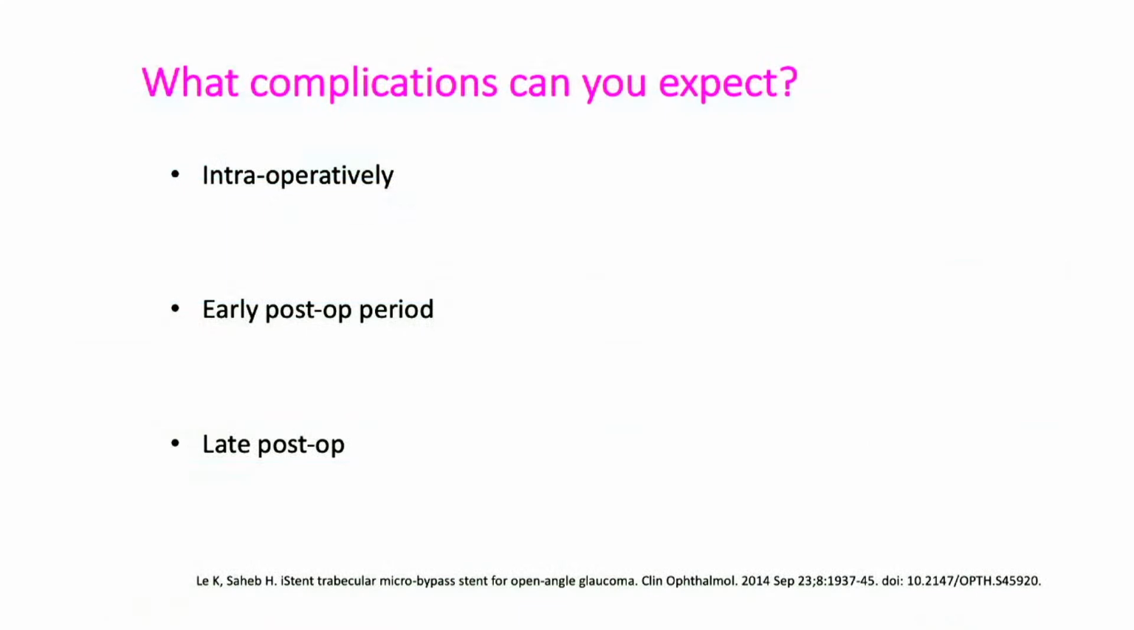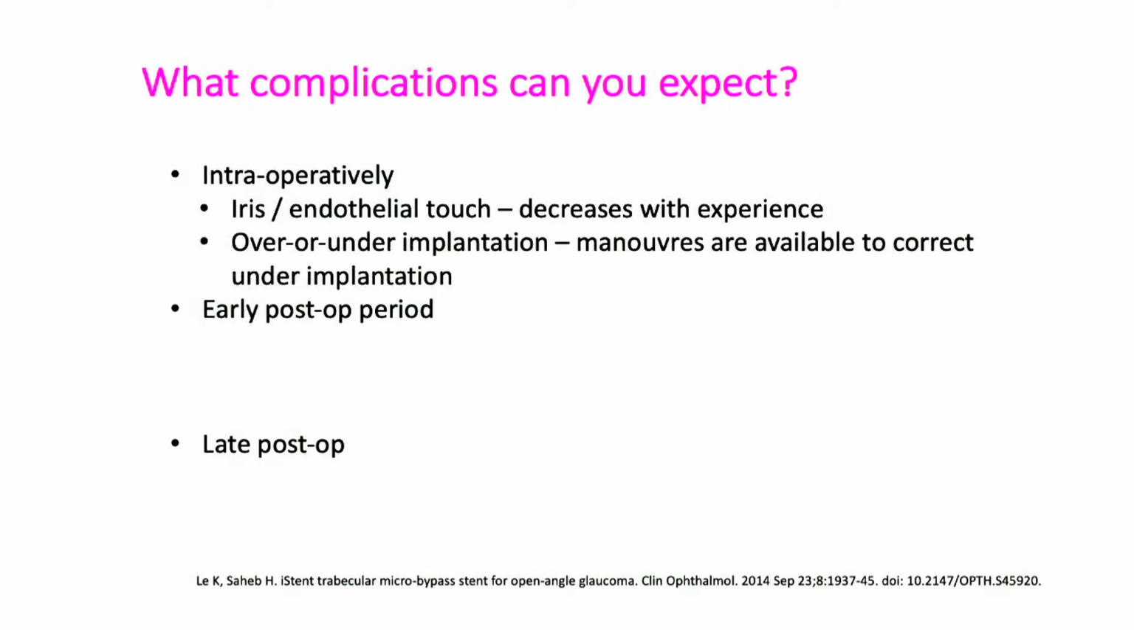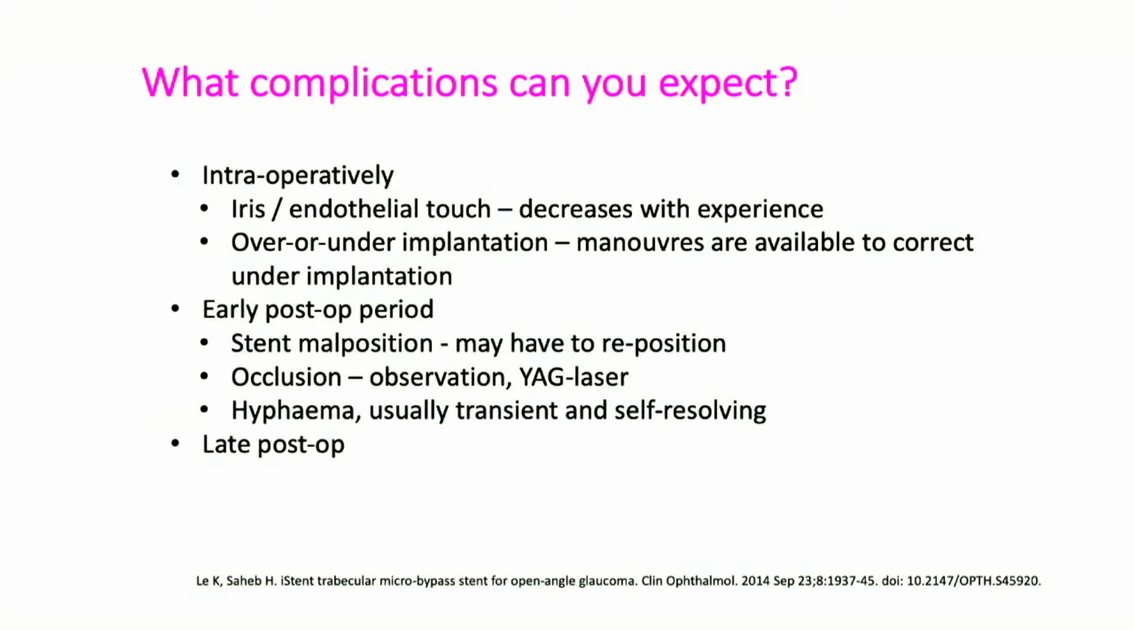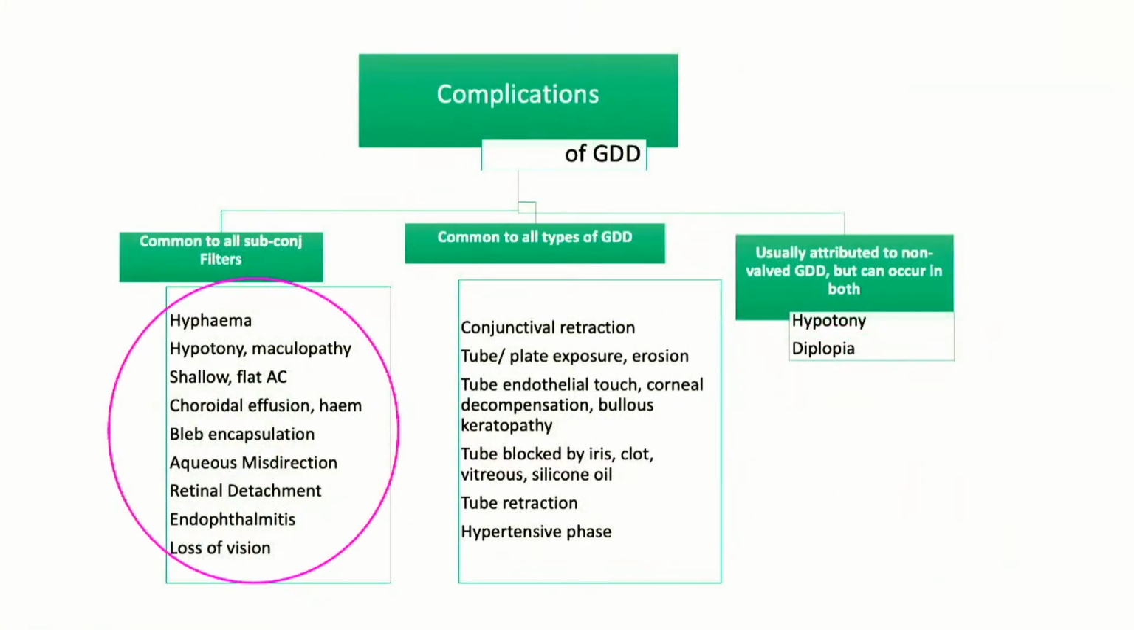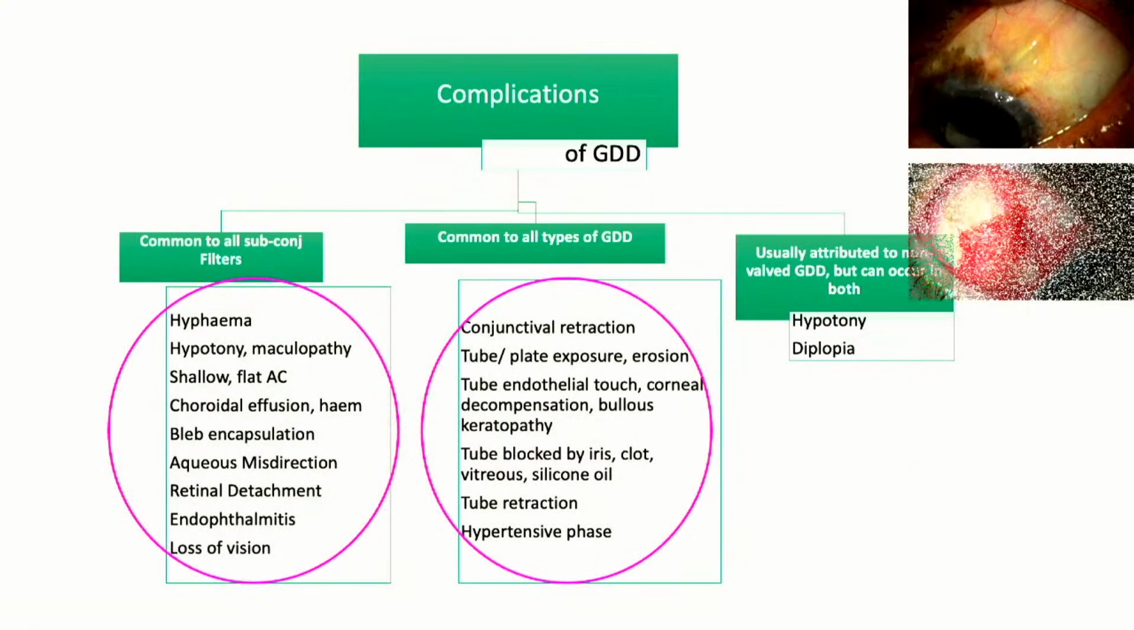I showed you a whole host of list for the traditional surgery. Here, maybe iris endothelial touch. Obviously, if you have experience, this goes down. Sometimes you get over and under implantation. There are maneuvers to manage that. You can get a stent malposition. You can get a little occlusion as well, and hyphema. But very transient, usually only on the table. Very rarely you need an AC washout. Okay? Again, compare this to the whole host of complications that we talked about, subconjunctival drainage, okay?